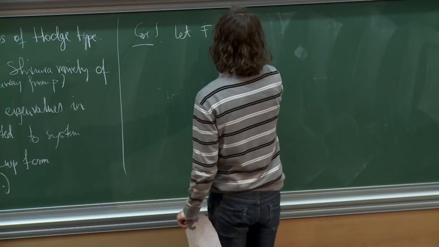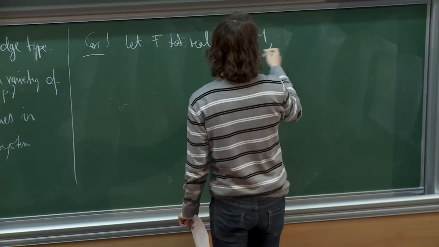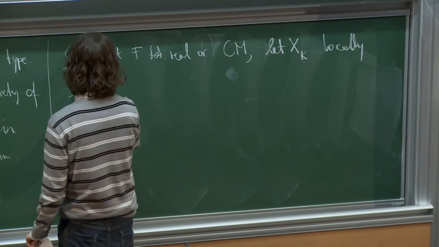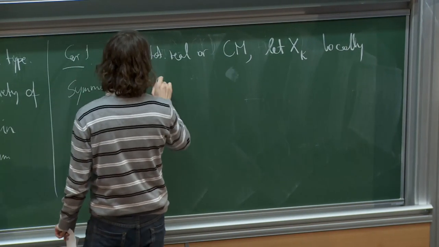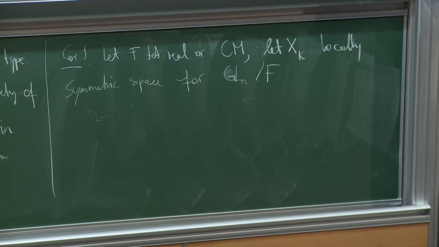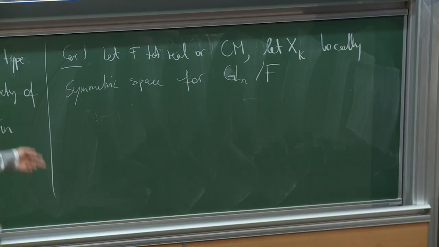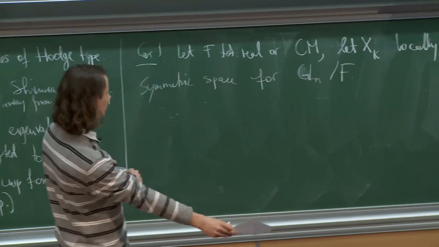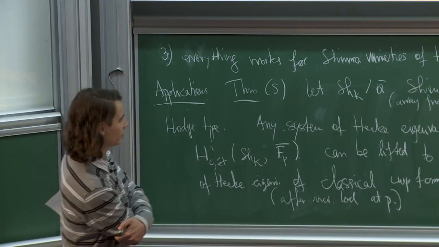So let me fix some totally real or CM field F, and let X_K be the locally symmetric space for the general linear group of any dimension over this field F. And so, except in very, very few cases, this will not be a Shimura variety. So if F is Q and n is 2, then this is a modular curve, but essentially outside this case, it's never a Shimura variety. Already if F is Q and n is 3, this is just some real manifold. Or if F is totally imaginary and n is 2, then this is some three-dimensional hyperbolic manifold, which has no algebraic structure at all.